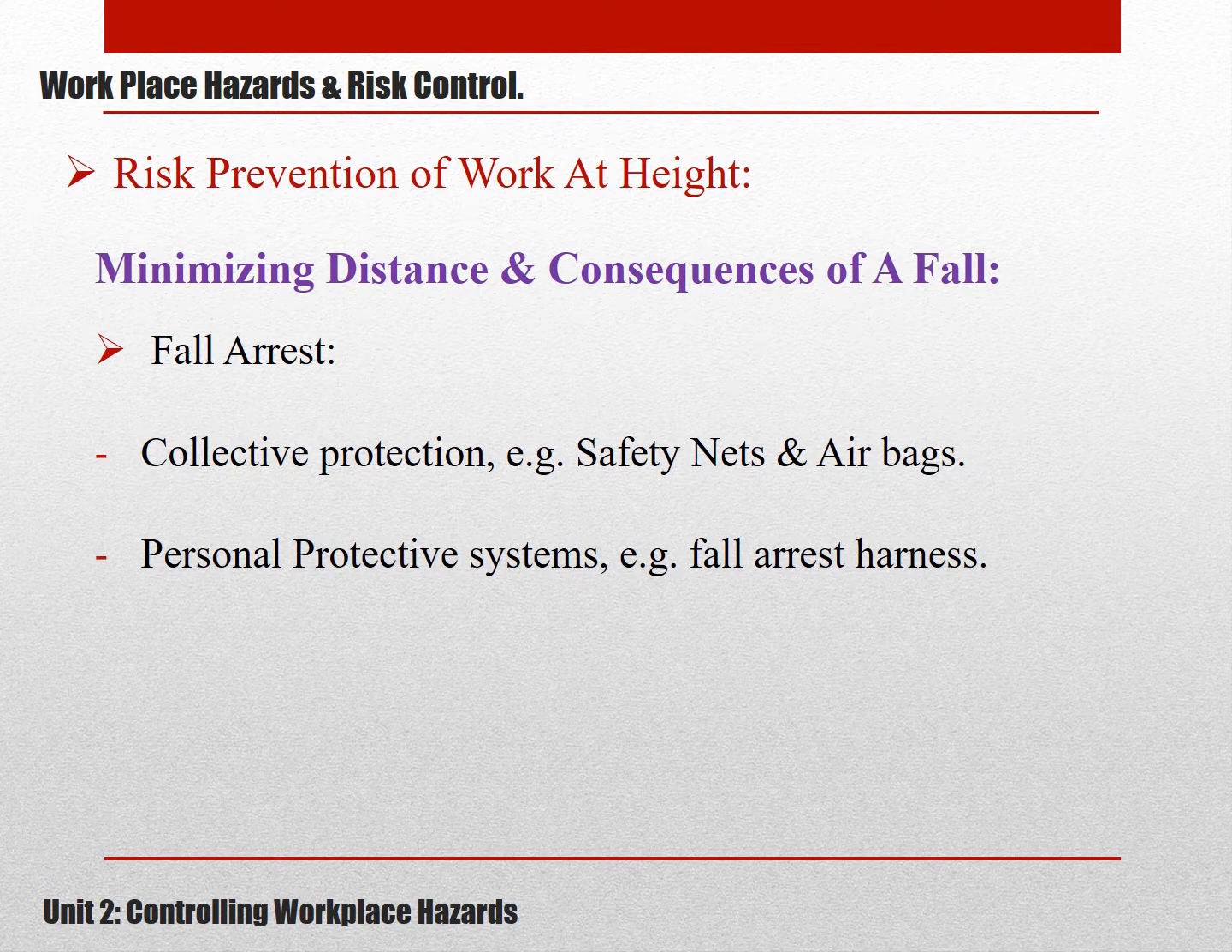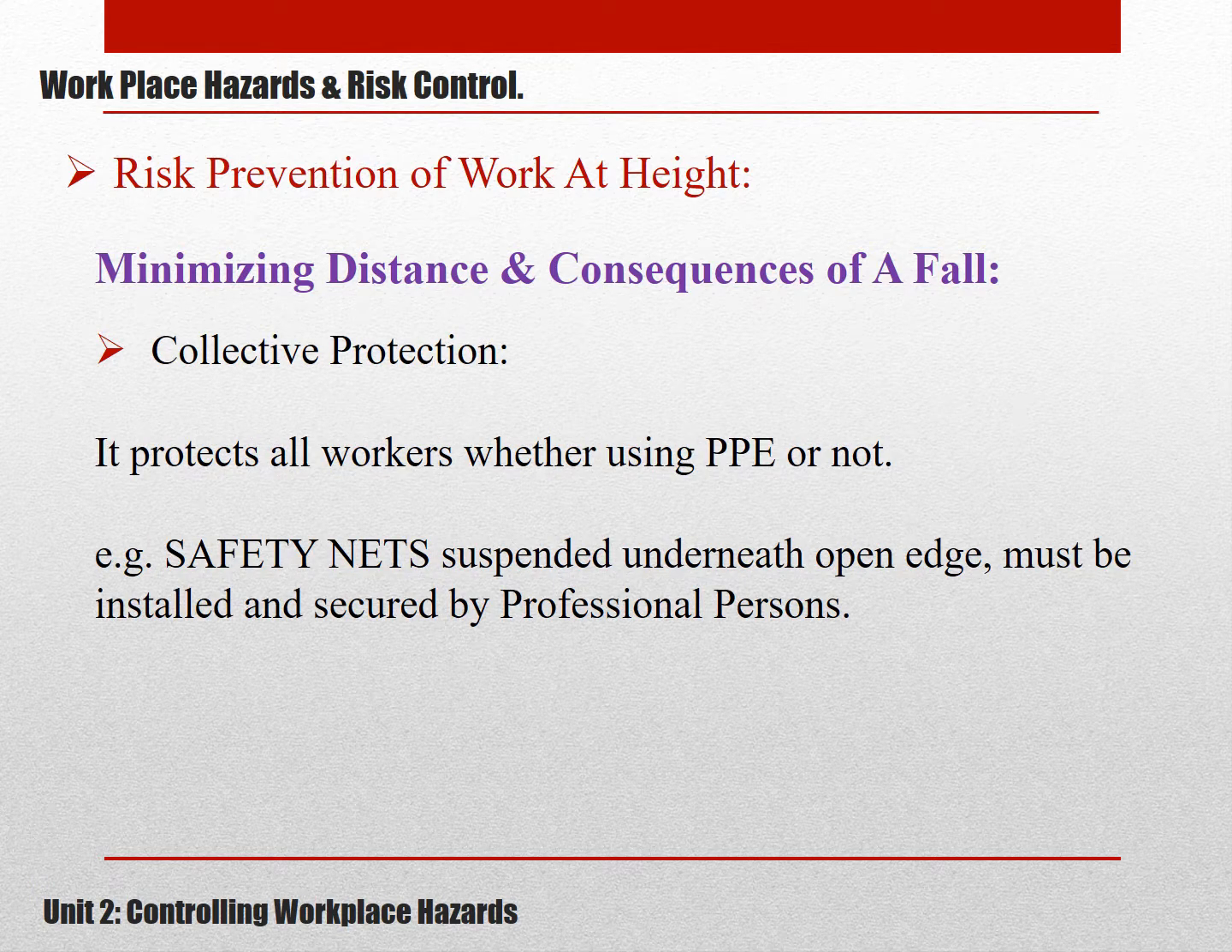We agreed that if it's not possible to provide a safe work platform with safeguards or toe-boards or any alternative means of safe access, and the worker may fall from the height, then it will be necessary to provide some form of fall arrest. And the fall arrest comes in two main forms: the collective protection systems such as safety nets and airbags, and also personal protective systems such as fall arrest harnesses. So let's get a closer look at each form.